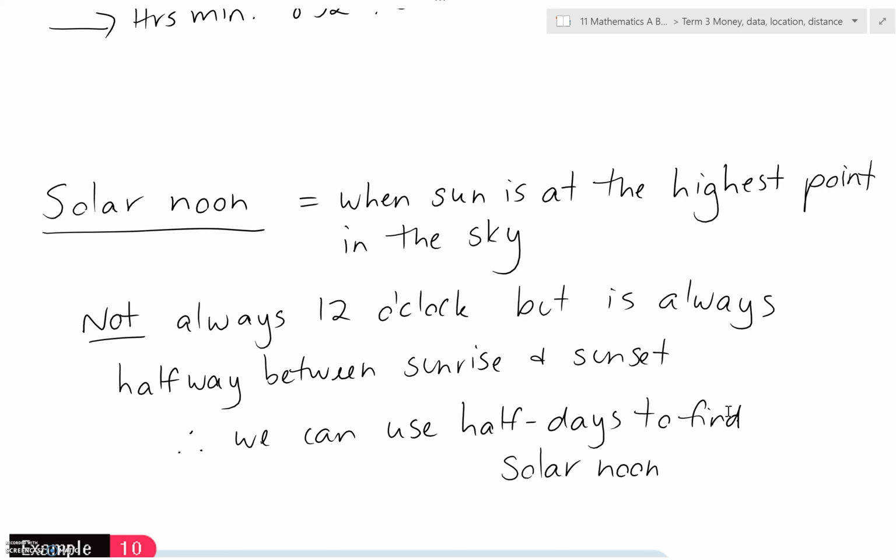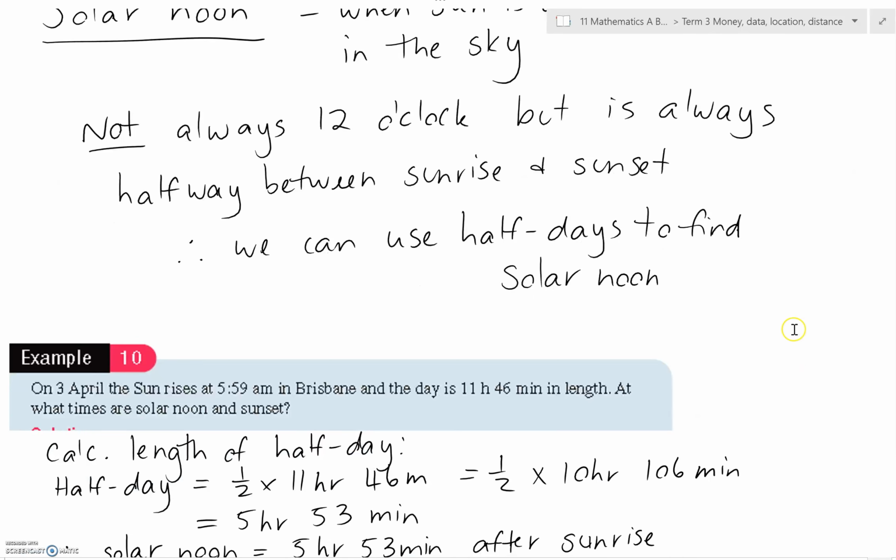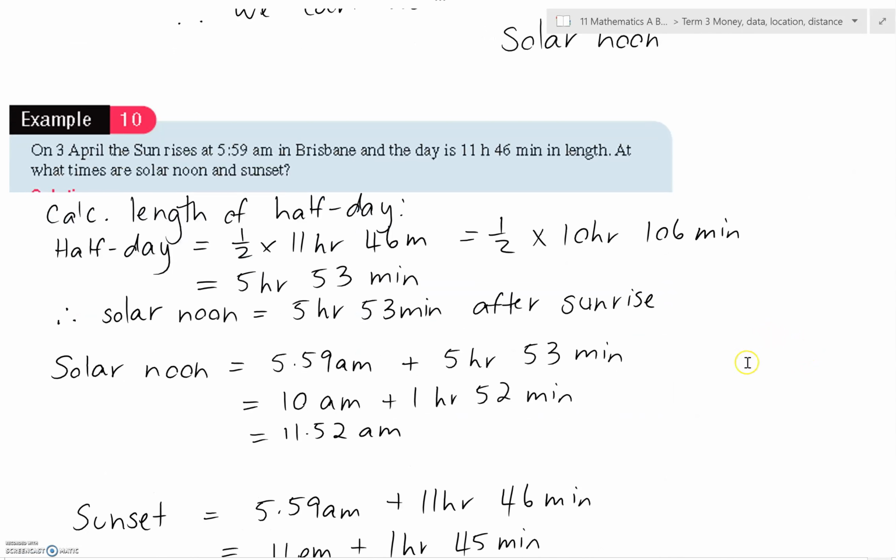So because we know this, we can use something called half days, or literally a whole day divided into two, to find something called solar noon. So when is the sun at the highest point is what it's asking. So let's look at this one. So on the 3rd of April, the sun rises at 5:59 a.m. in Brisbane and the day is 11 hours and 46 minutes in length. At what times are solar noon and sunset? So we need to calculate those half days, or literally at what point is it halfway along. So you're going to literally divide that 11 hours and 46 minutes by 2, divide it by 2 or multiply it by a half. Remember, that's exactly the same thing. So, or divide by 2.